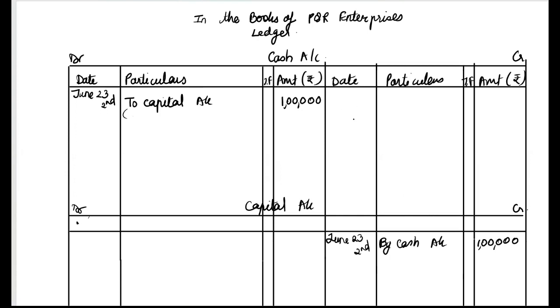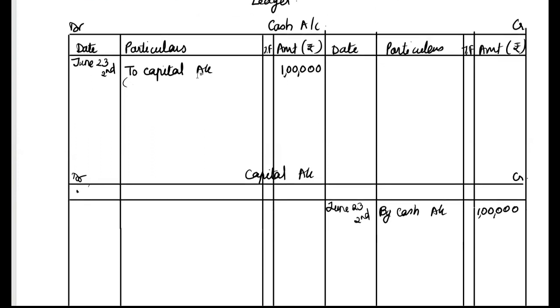Okay, I'm not writing the narration here because it's not required. So let's put it: debit is cash account. I write the remaining part of the transaction. Credit of that same entry is the capital account. So I show on the credit side the remaining part of the transaction, which is cash account. Fine. So this completes my first journal entry.